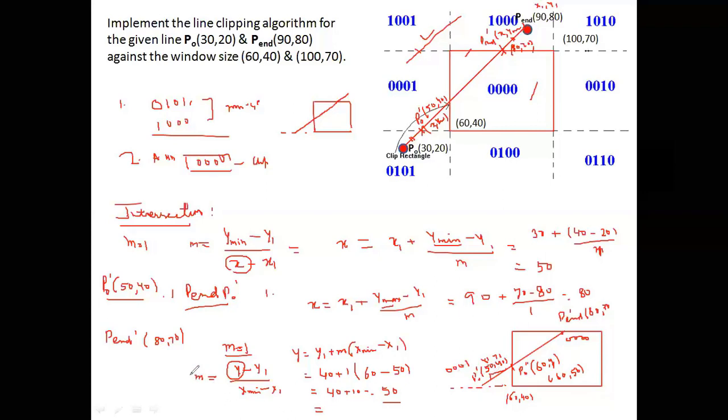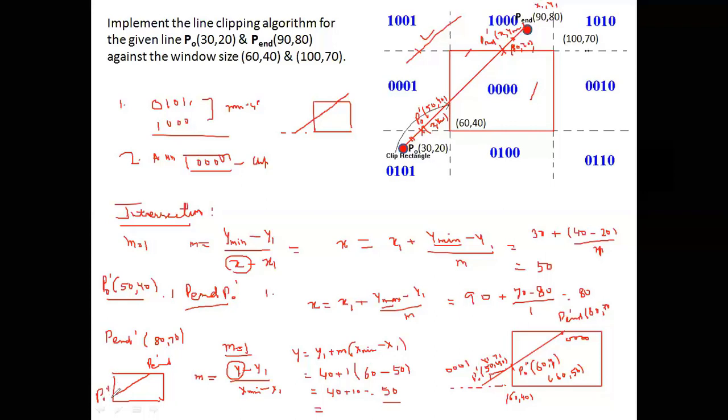After this you will get this line, and this will be P n dash and this will be P naught double dash.